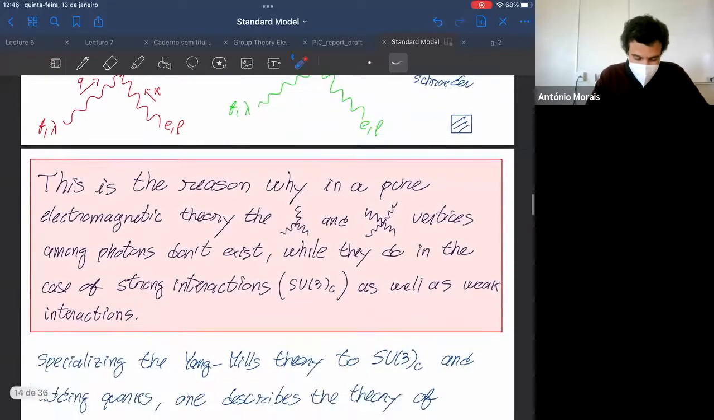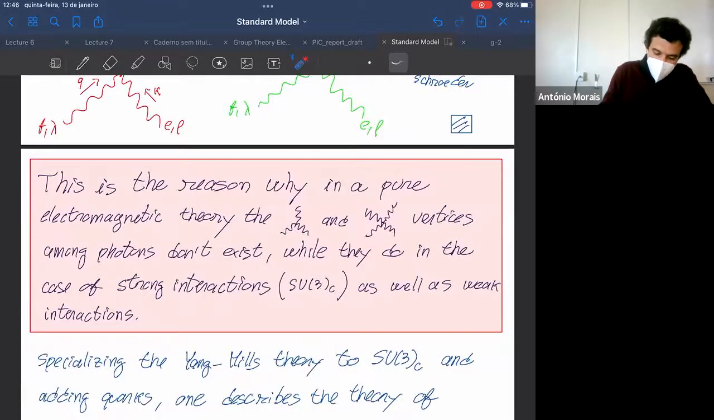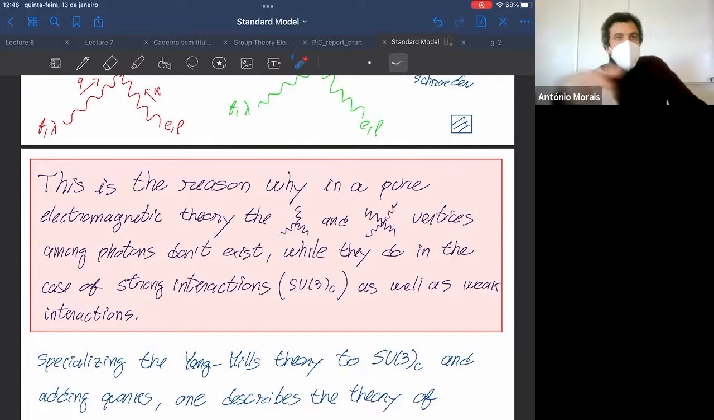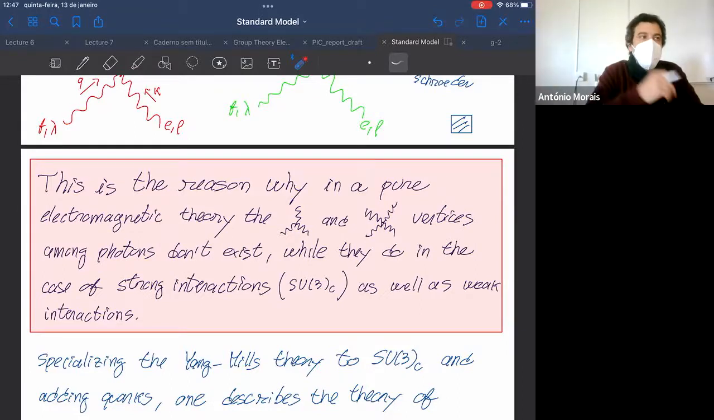And this is the reason why in a pure electromagnetic theory, these vertices among photons don't exist, while they do in the case of strong interactions as well as weak interactions. So you can even have photons with Zs and Ws, photons with Ws, Ws with Ws, Ws with Zs. Ws couple with photons, yes. That's why Ws have charge. They couple like 2 Ws and a photon, W plus, W minus, and a photon. The Zs don't couple in the triple vertex with a photon, if I'm not wrong.